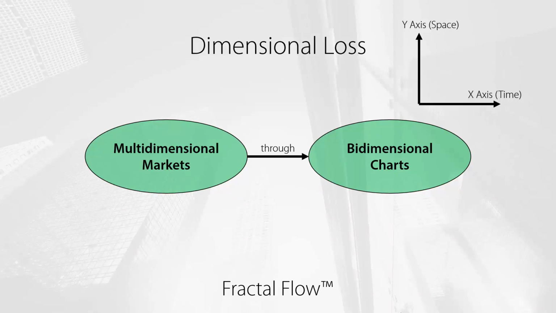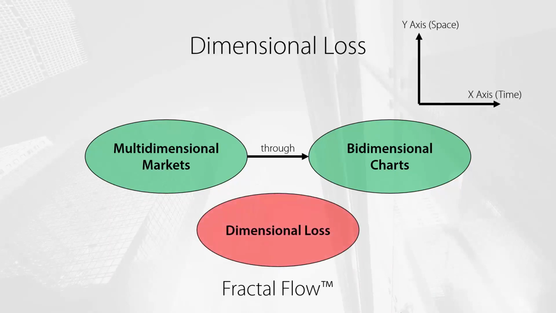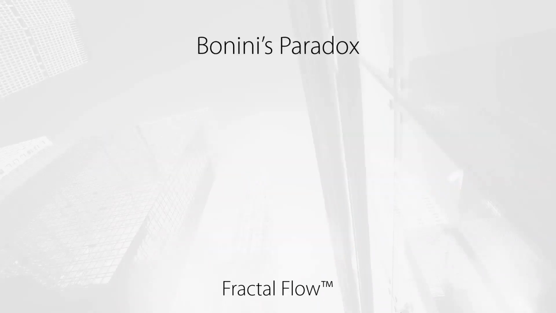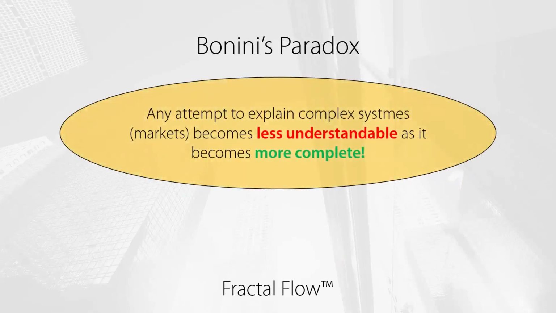That's called dimensional loss. This idea of dimensional loss is also correlated with something called Bonini's paradox, which serves the purpose to explain why single techniques don't work well by themselves. Bonini's paradox claims that any attempt to explain a complex system like the markets becomes less understandable as it becomes more complete. In other words, since the market is a multivariate and multidimensional entity, any attempt to explain it fully becomes less understandable as it becomes more complete.